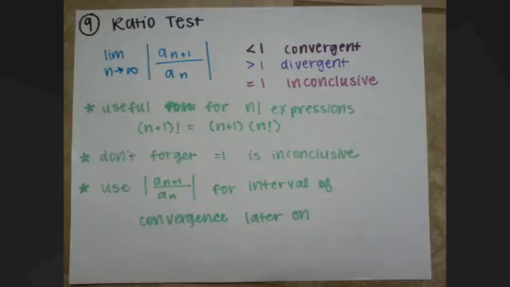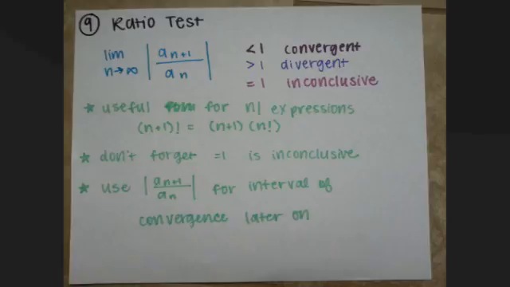Next up, we have the ratio test. Basically, in this one, we take the limit as n goes to infinity of the absolute value of a sub n plus 1 over a sub n. If we get that the limit is less than 1, then the series is convergent. If we get that the limit is greater than 1, the series is divergent. If the limit is equal to 1, then the test is inconclusive and you'll have to use another test.